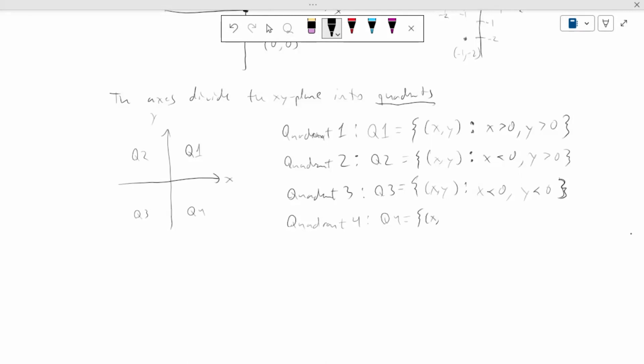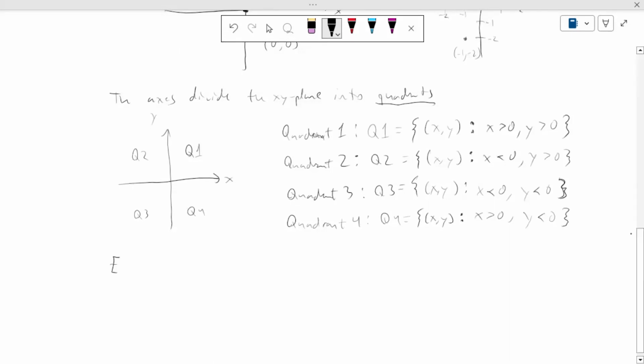Now you're still points x and y, but your x-coordinate is positive again, because you're to the right of the y-axis, and your y-coordinate is still negative. Okay, so there we have it. Those are the 4 quadrants. Any questions on that?